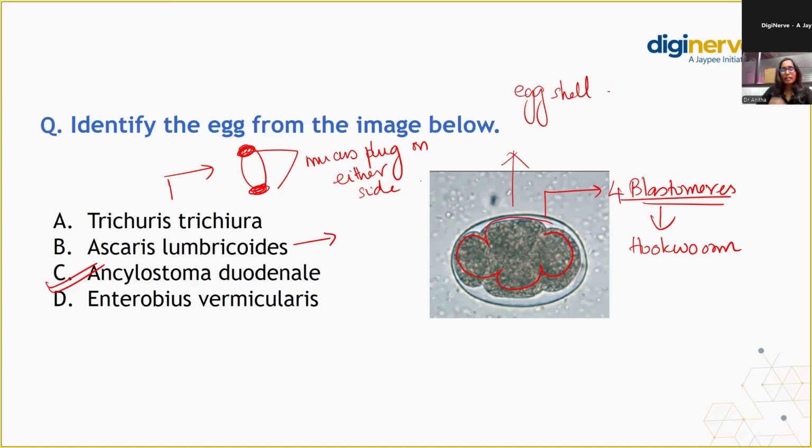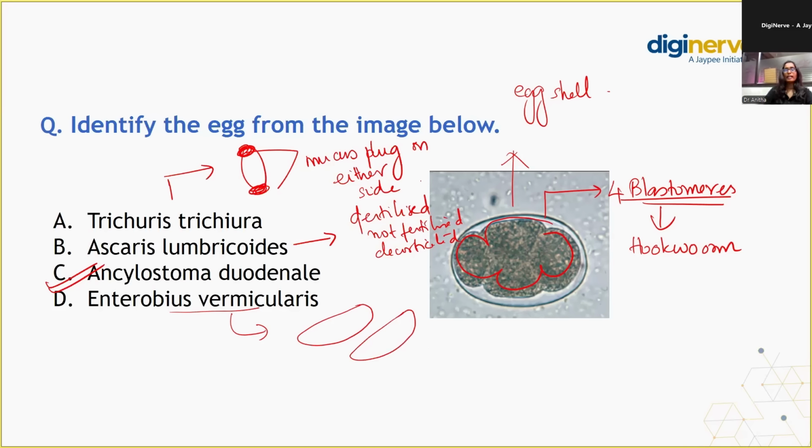Ascaris, if you see, means there are 3 types of egg: fertilized, not fertilized, and decorticated egg. So 3 types of egg are seen. There you will not be seeing all these blastomeres. And Enterobius, if you see, means you will be having a plano-convex egg like this. So a clear eggshell with 4 blastomeres points towards hookworm infection. It is a very direct question.